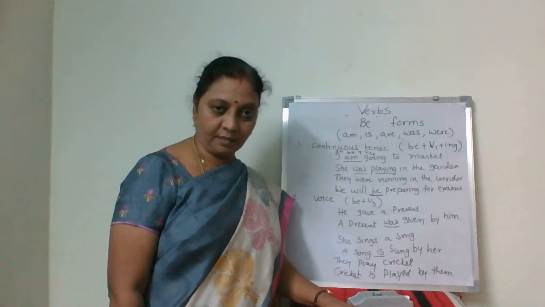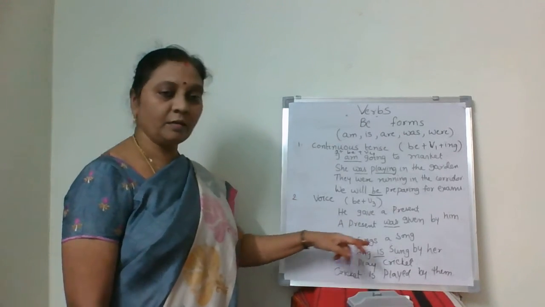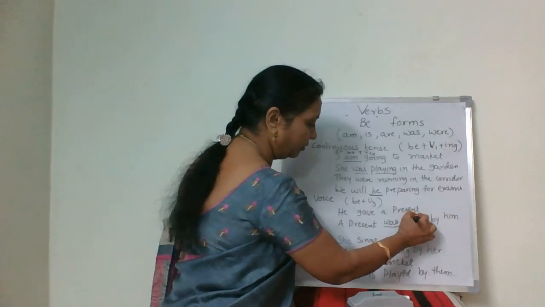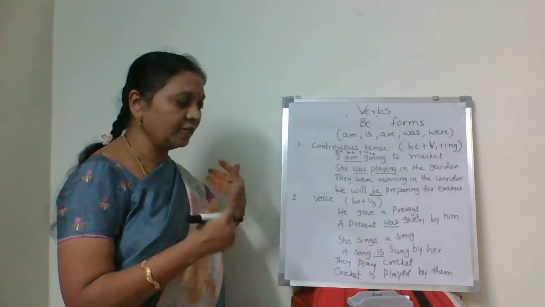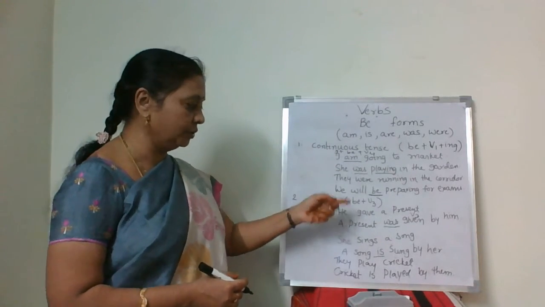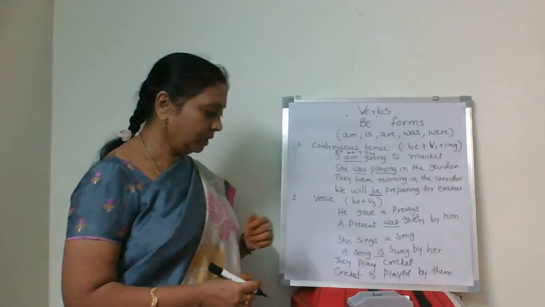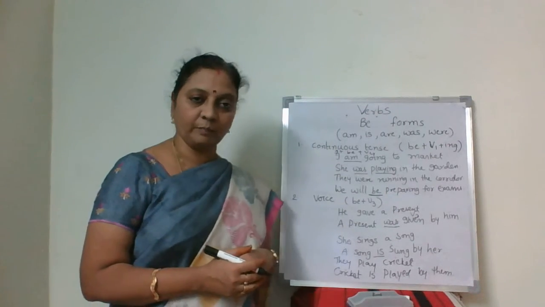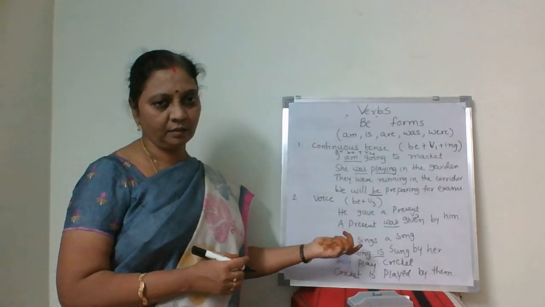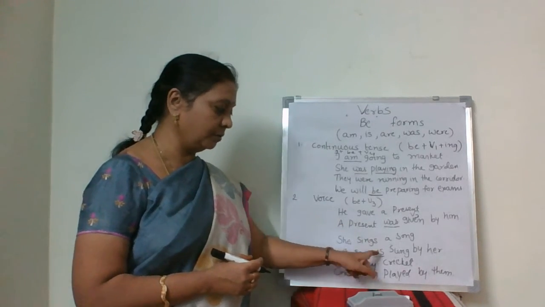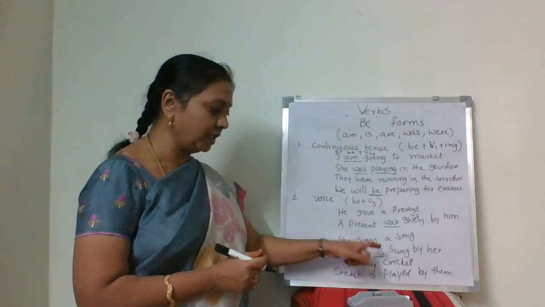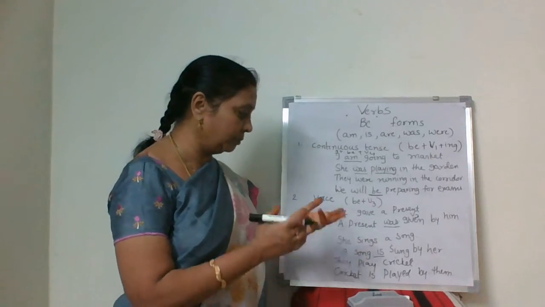He gave a present. A present was given. Was here, and given is V3, and was is a helping verb. A present was given by him. So in active and passive also we use these be forms. Look at one more example. She sings a song. A song is sung, because sings is what we are using, isn't it? So a song is singular, so you have to use is. A song is sung by her.